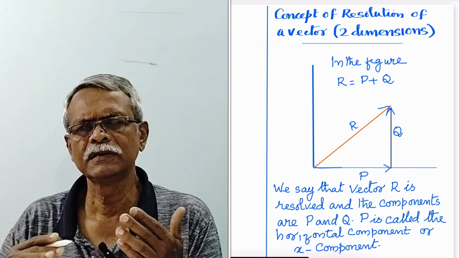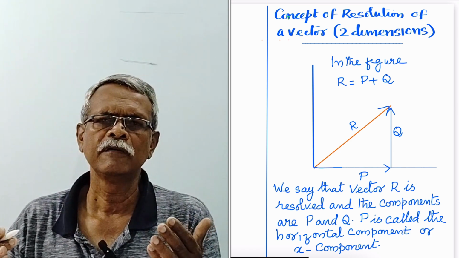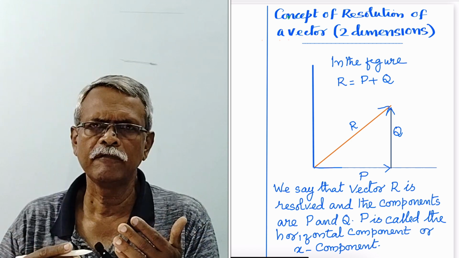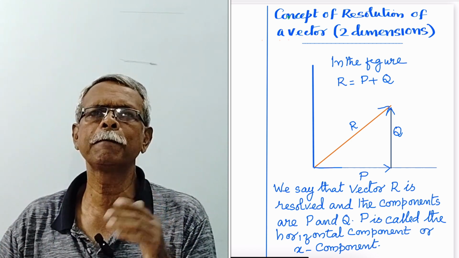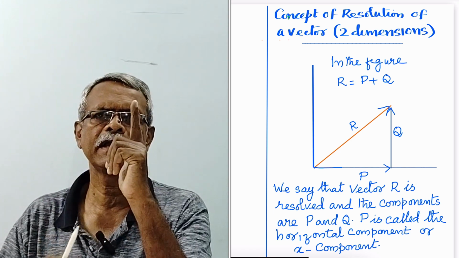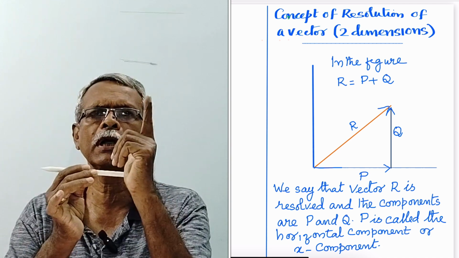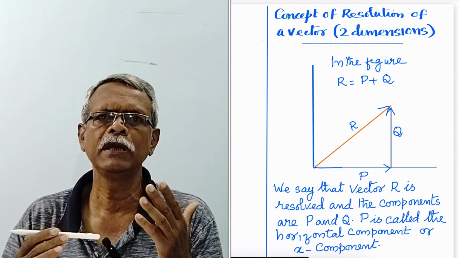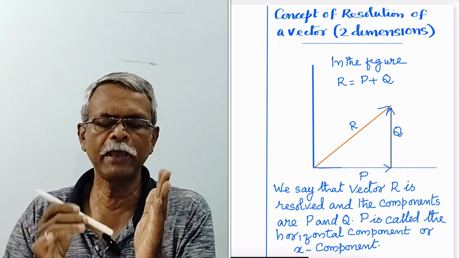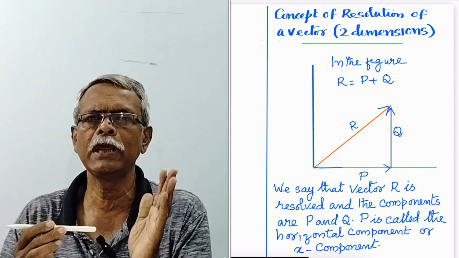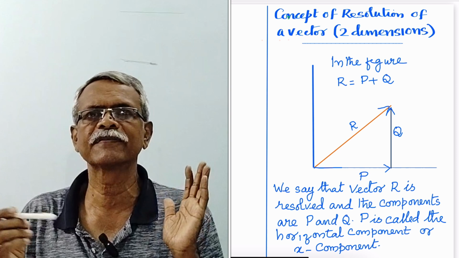But in physics and most cases where vector analysis is applied, we resolve the vectors into two mutually perpendicular directions. That is, one in this direction and the other in this direction. We will be dividing into two mutually perpendicular directions. It need not be mutually perpendicular, but usually in practice we consider mutually perpendicular directions.